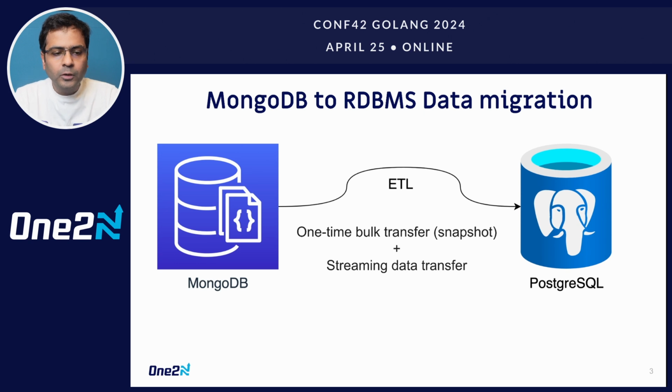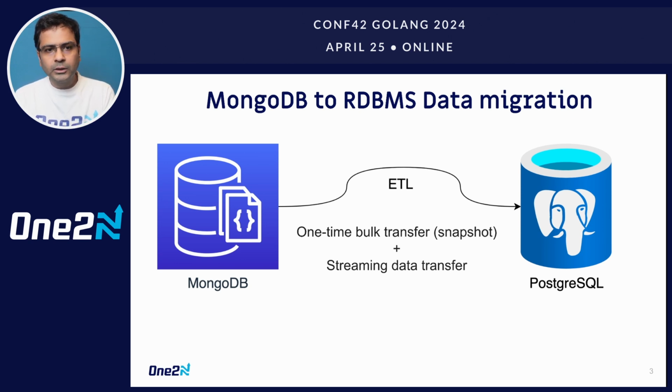So today I'm going to talk about MongoDB to RDBMS data migration and how we achieved that using Go's concurrency features. Fundamentally, we wanted to move data from Mongo to Postgres. I'm not advocating for either one of these two technologies as such, but we just had a use case where we had to move data from MongoDB to Postgres.